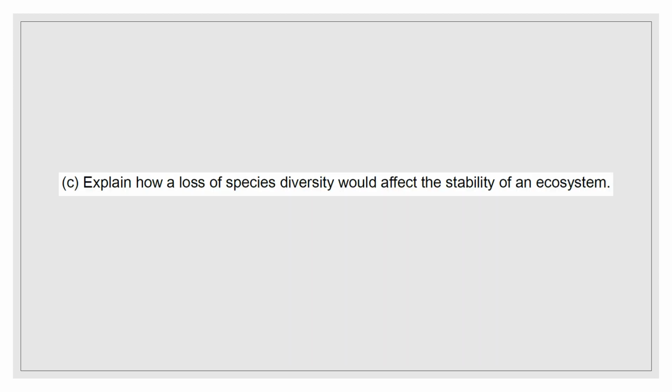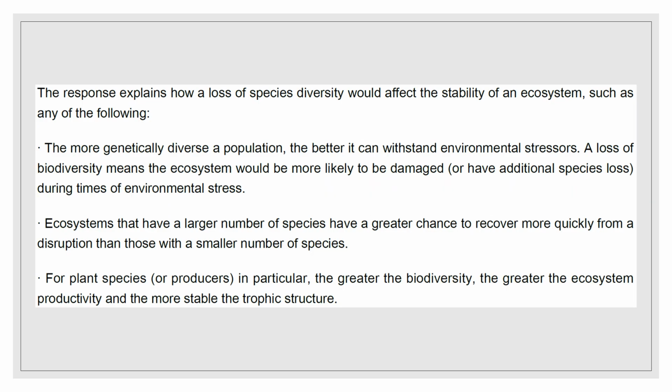The next part, explain how a loss of species diversity would affect the stability of an ecosystem. So we went over this at the beginning of the year. I believe this was the basis of chapter 3 in our textbook. So the more genetically diverse a population is, the better it can withstand environmental stressors.